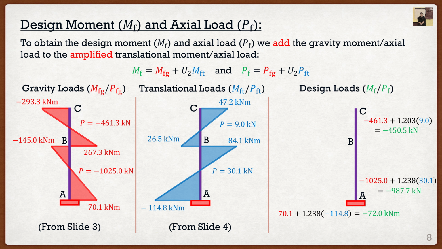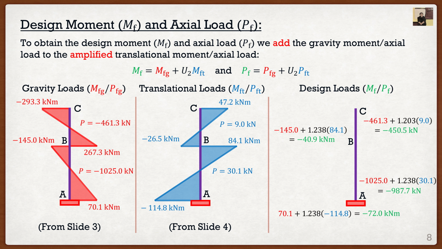And at the end of the day, I get negative 72.0 kilonewtons for the moment at A. If I were to look at point B, but still in reference to the first story, I'm going to have negative 145 plus the amplification of 84.1. I get the moment to be negative 40.9 kilonewton meters.